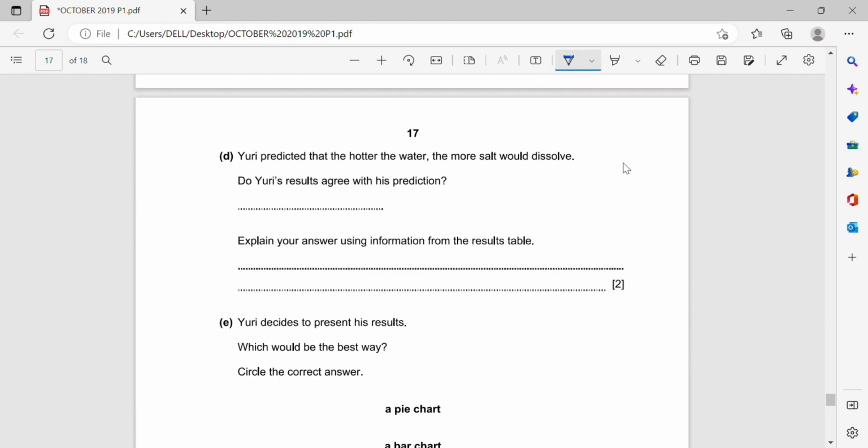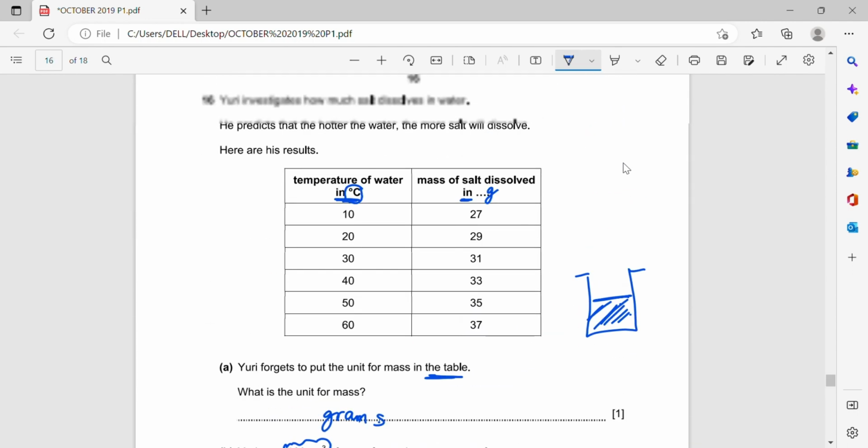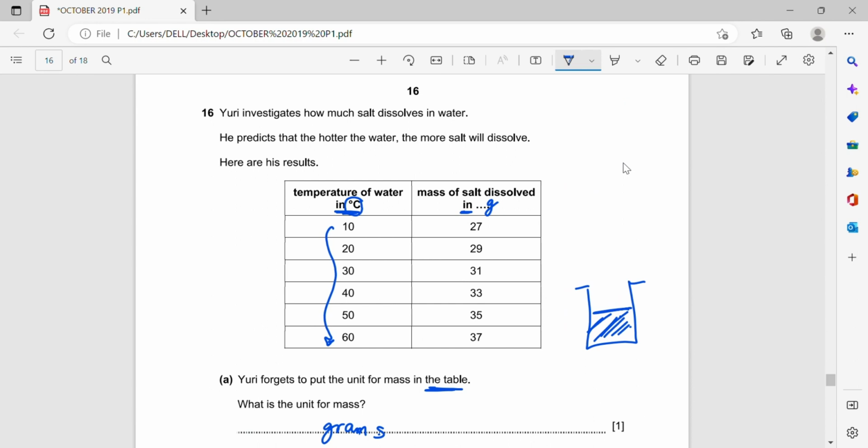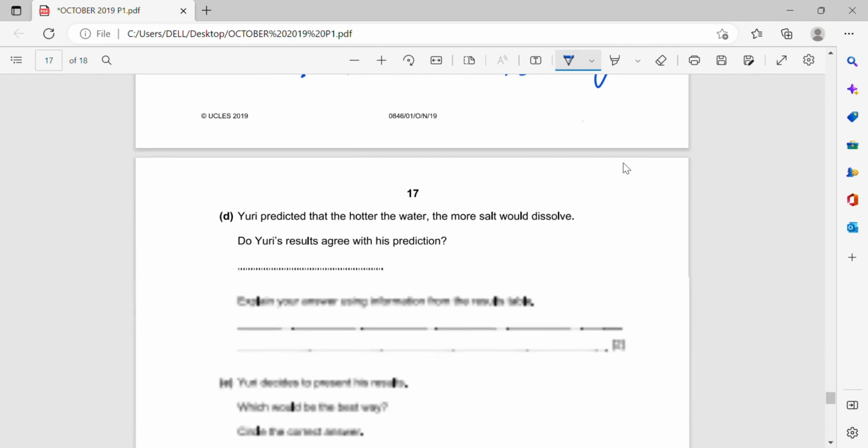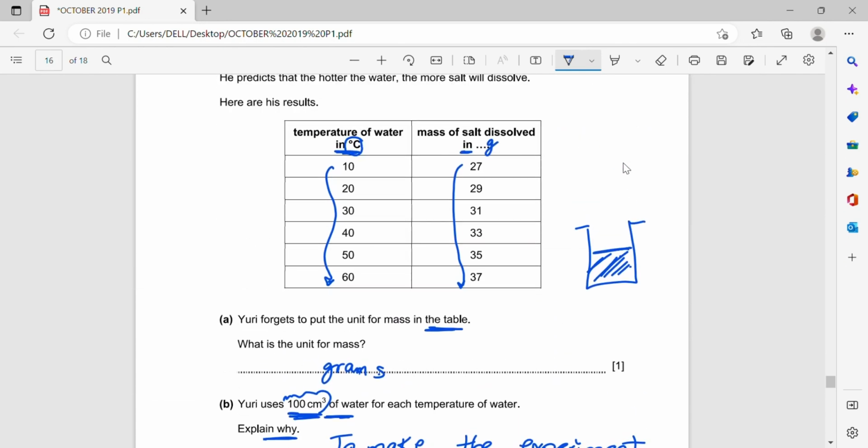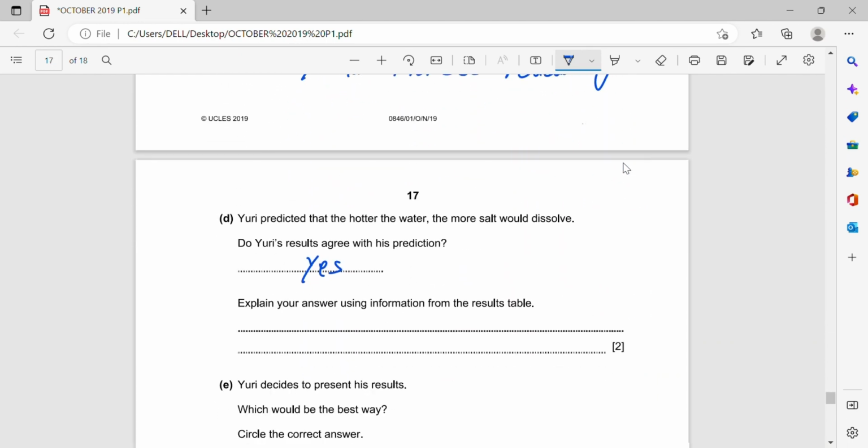Great. Next question. Yuri predicted that the hotter the water, the more salt would dissolve. Do Yuri's results agree with his prediction? Let's look at the results. Here the temperature increases. What happened to the amount of salt dissolved? It increases. So is he correct? Yes, he is correct according to his results. Explain your answer using information from the results table. We look at the table and see, when the water's temperature increases, what happens? The mass of the salt dissolved increases as well. So his prediction is correct.